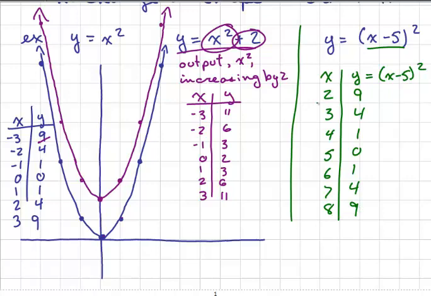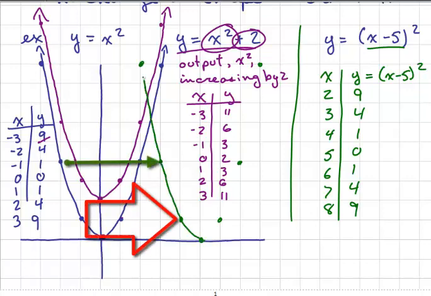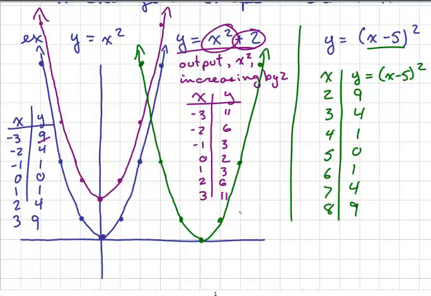Well, if my x-coordinate is 2 now, and my y-coordinate is 9, I'm over here. If x is 3 and y is 4, if x is 4 and y is 1, 5 and 0, 6 and 1, 7 and 4, and 8 and 9. So as you can see, the parabola has been moved to the right. There we go. Notice these parabolas aren't V's. They've got a nice curve going through a specific set of points.